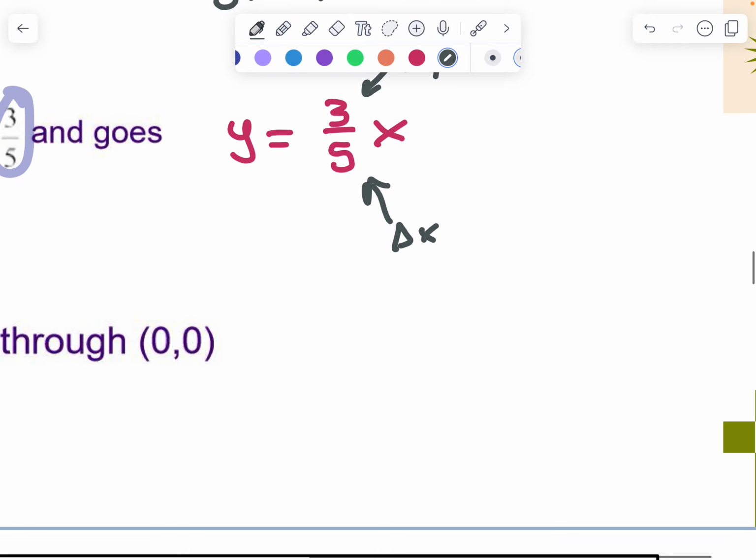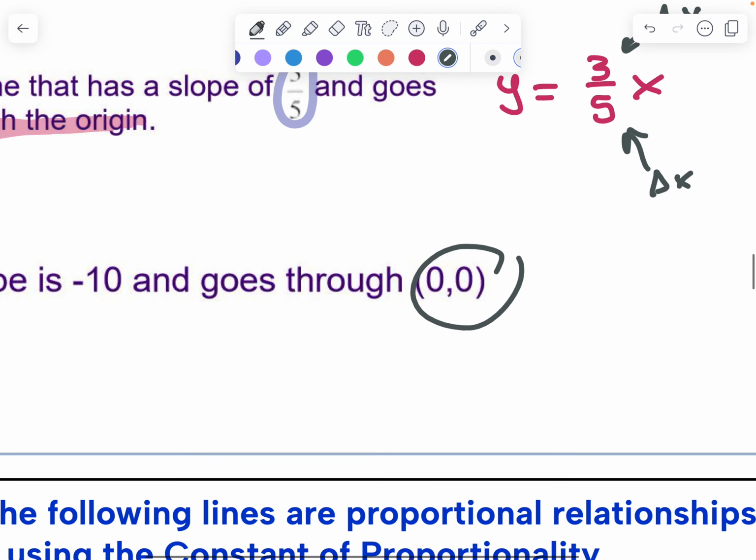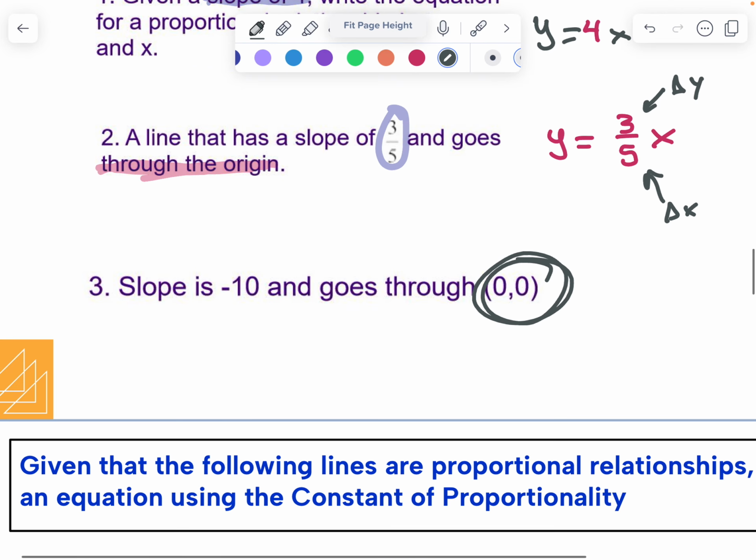Easy peasy. This one, another way to say proportional, goes through 0, 0. If the slope is -10, well then Y equals -10 times X. You just slide that number in, replace K, and you're done.